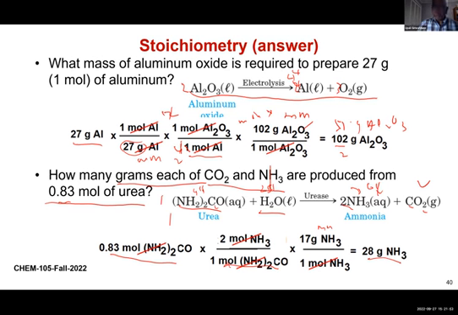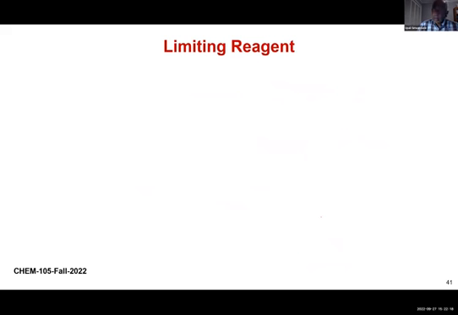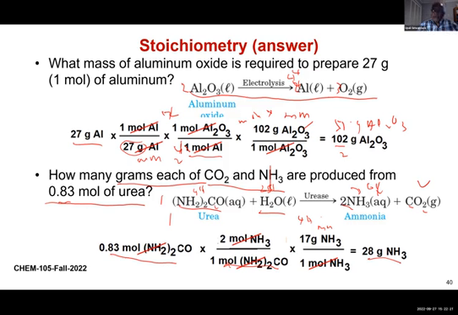Carbon dioxide is similar. Carbon dioxide is 44. The conversion factor is 1:1. Therefore, it should be half of this and multiplied by 44 for the carbon dioxide molar mass. It should be down there in the next slide. It's not there. Therefore, how many grams of carbon dioxide are produced?